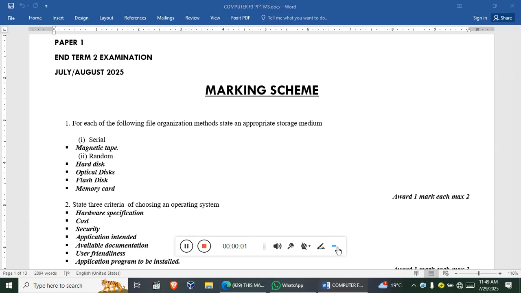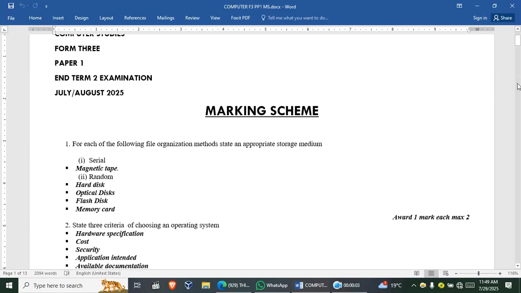Let's look at Form 3, that is end of Term 2 examination. This one will help you to revise on Form 3, Form 2, and Form 1 work. So the first question here, for each of the following file organization methods, state an appropriate storage media.